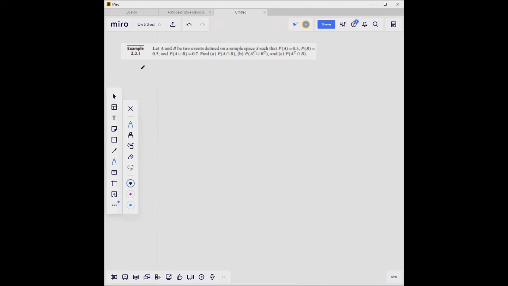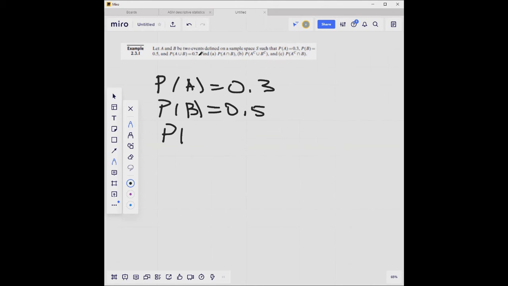All right, so example 2.3.1. We have two events A and B. Probability of A is 0.3. Probability of B is 0.5. Probability of their union is 0.7. Let's find probability of their intersection.